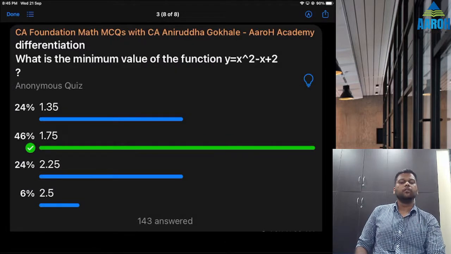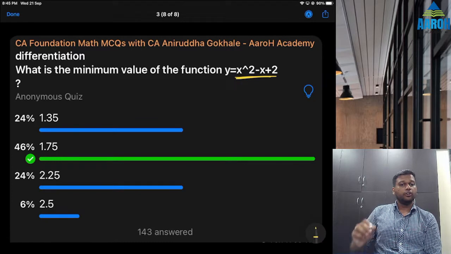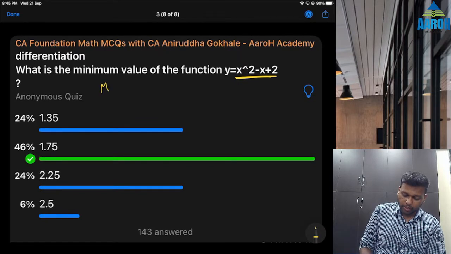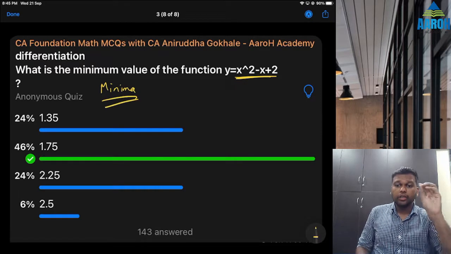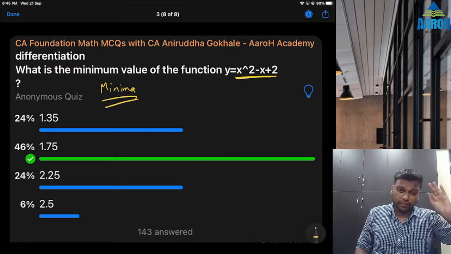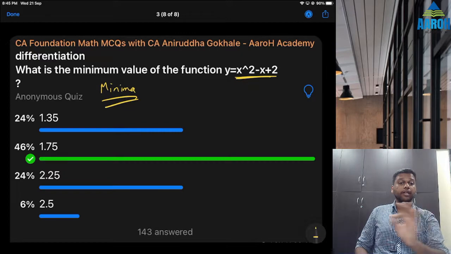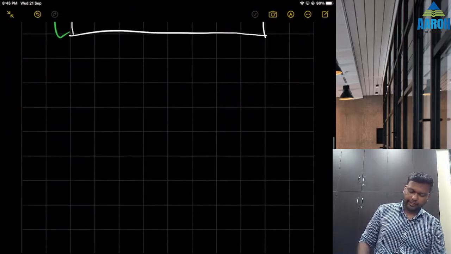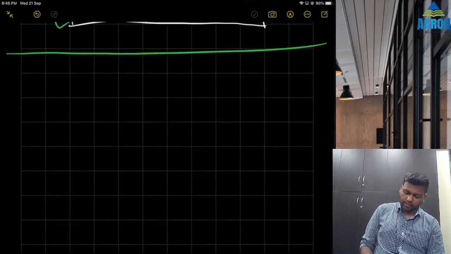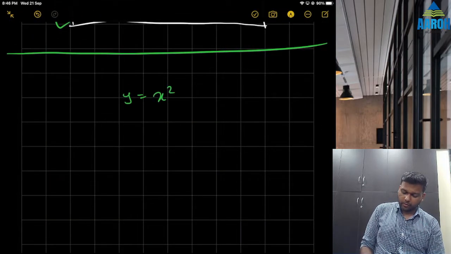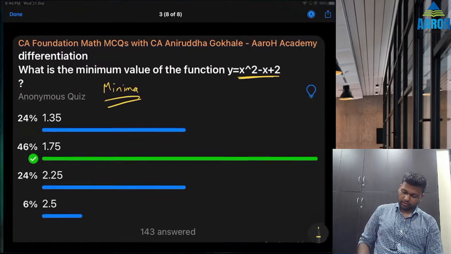Third, what is the minimum value of the function y equals x square minus x plus 2? For this, you must know the concept of minima. If you don't know the concept of minima and maxima, you can go through the lectures which I have uploaded for free on the channel, which explain the entire concept. How do we find the minima of a function? The function is y equals x square minus x plus 2.